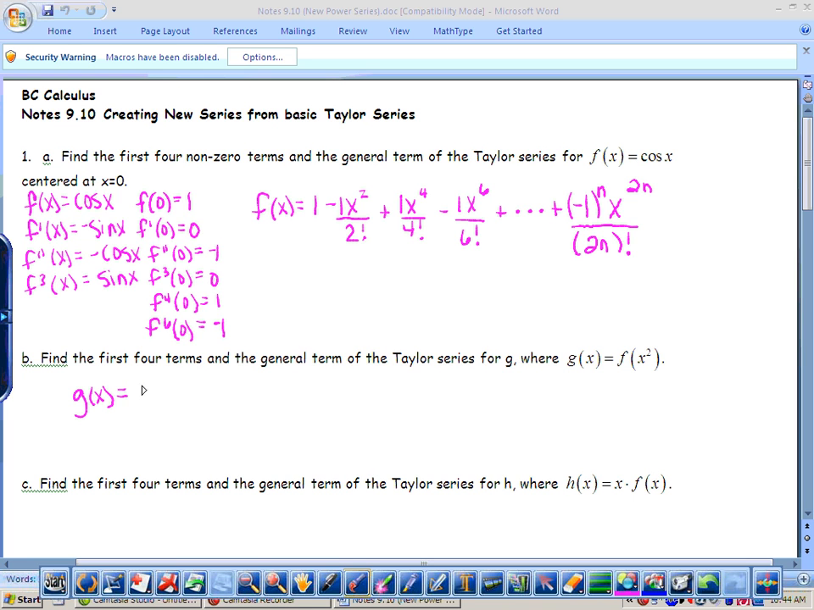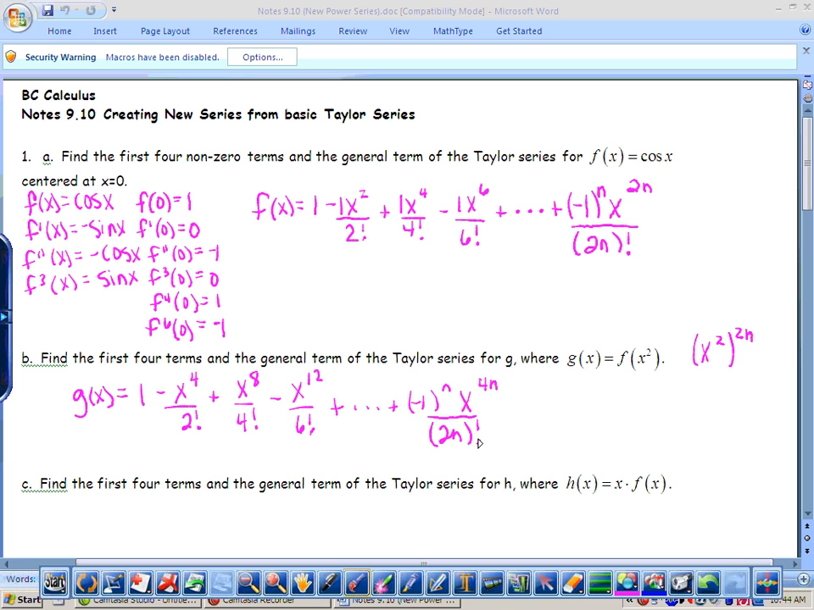All right, 1, there's no x in there, so that just stays 1, minus x squared. I'm plugging an x squared in for x, and then I have to square it. So x squared squared is x to the 4th over 2 factorial, plus x squared to the 4th is x to the 8th, x squared to the 6th is x to the 12th. And there's 4 terms. X squared to the 2n power is x to the what? 4n, right. Power to a power, you multiply the exponents. Okay, that's all there is to it.